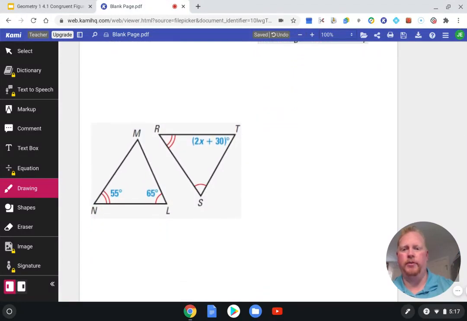Let's try an example. So here in this triangle, I've got one angle being 55, another angle being 65. Can I use that to figure out angle M? Well, if I add those up, that's 120. 120 from 180 is 60. So now can I use that with what we just talked about and say that this 60 degrees is going to be the same as 2x plus 30?